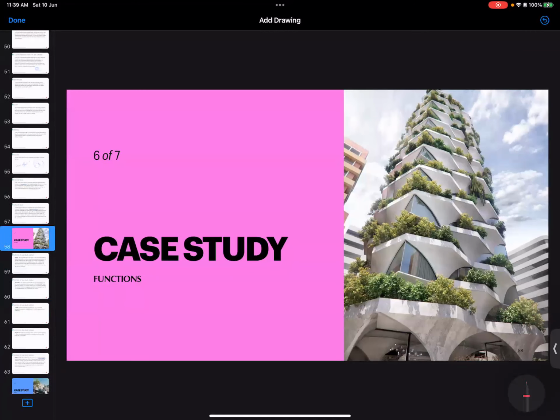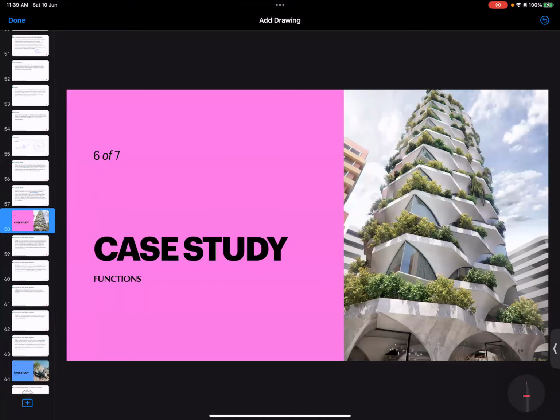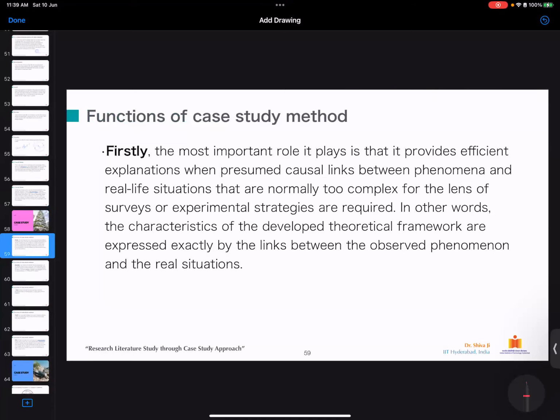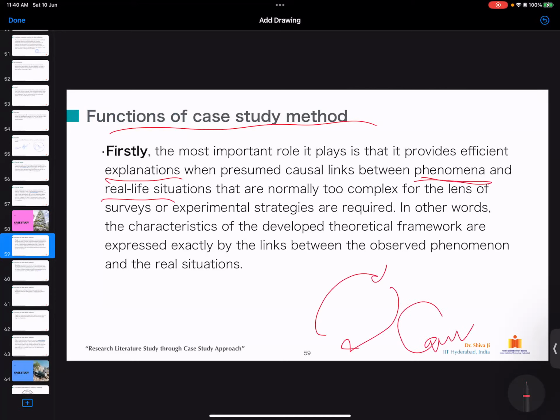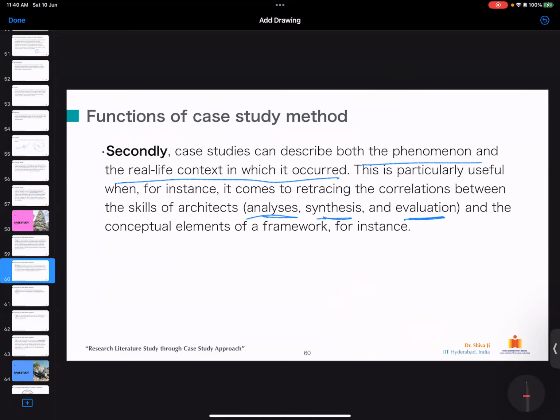Right, so now let me give you some slides on case study functions. Firstly, the most important role it plays is that it provides efficient explanations when presumed causal links between phenomena and real life situations are too complex for the length of surveys or experiment strategies. That cause and effect model I just spoke of, causality, you can establish with this. In other words, the characteristics of the developed theoretical framework are expressed exactly by the links between the observed phenomena and the real situations. Secondly, case studies can describe both the phenomena and the real life context in which it occurred.